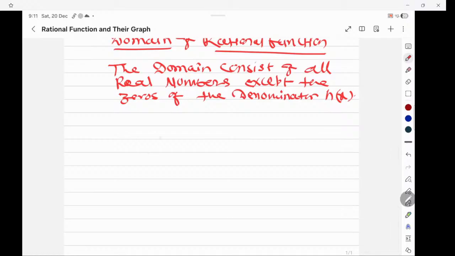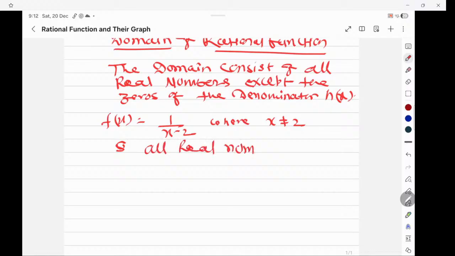Now let's look at some examples of rational functions. Take 1 over x minus 2, where x is not equal to 2. What is the domain of this function? The domain is the set of all real numbers except 2, since x cannot equal 2.